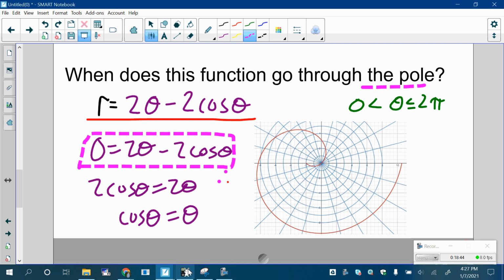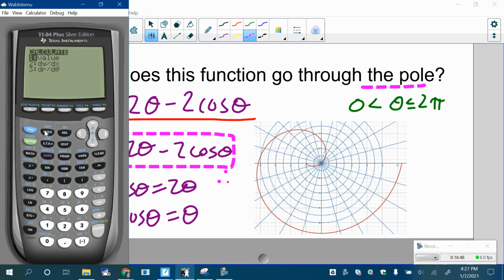Okay? We're doing this in rectangular mode. That's how you solve an equation in your calculator, in rectangular mode. You go to function, you go to y equals, the one function is just 0, which is just our x-axis. The other one is 2x minus 2 cosine x. And I want to figure out when those 2 things equal each other.